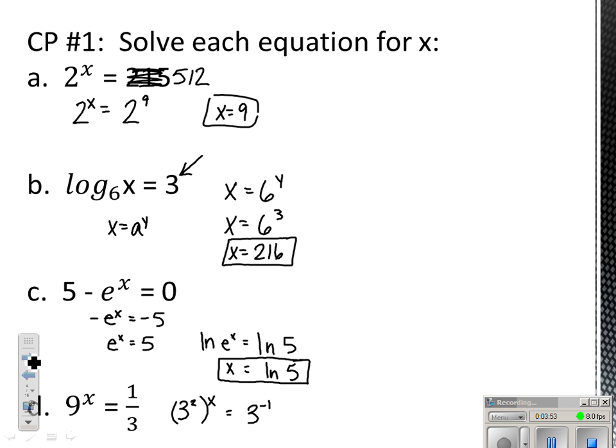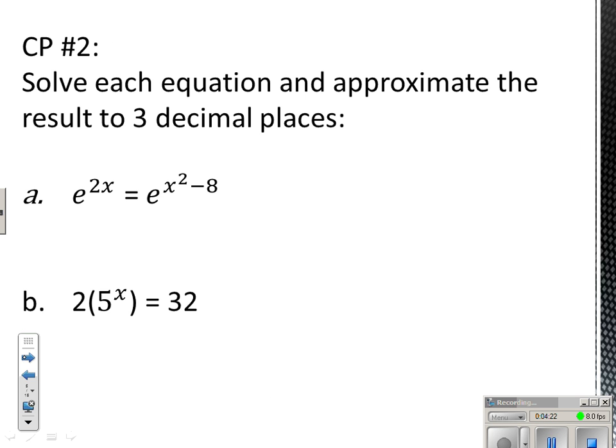Simplify the left-hand side. You've got a power raised to a power. That has us multiplying those powers together. So I end up with 3 to the 2x is equal to 3 to the negative 1. I'm running out of room here. Sorry, guys. Stay with me. So 2x equals negative 1. X equals negative 1/2. So those aren't so bad to play around with.